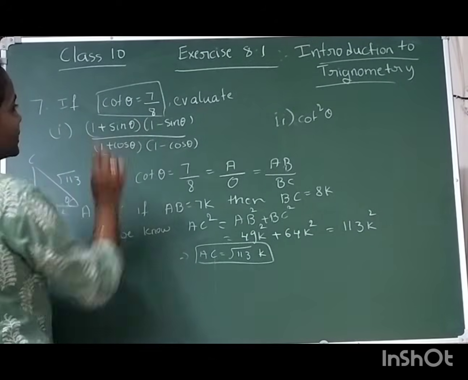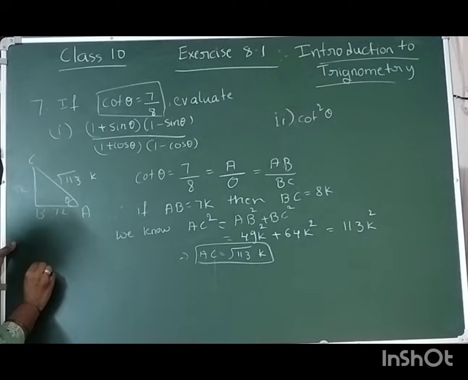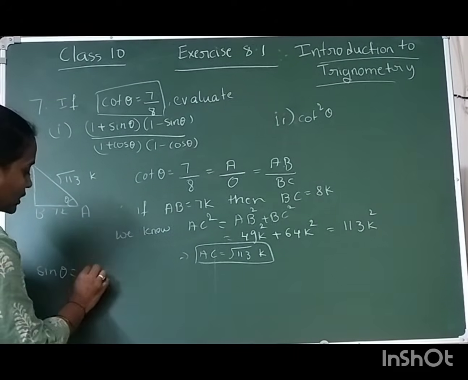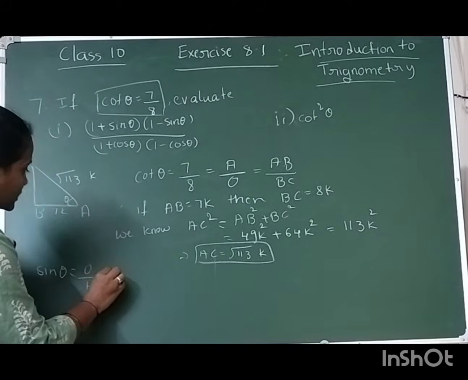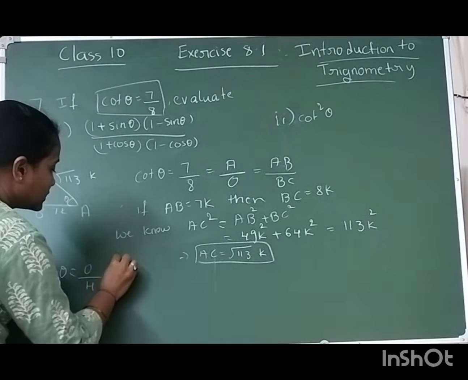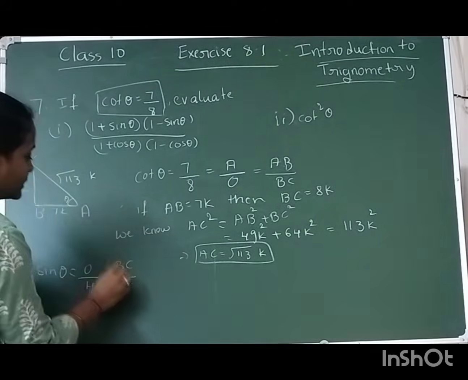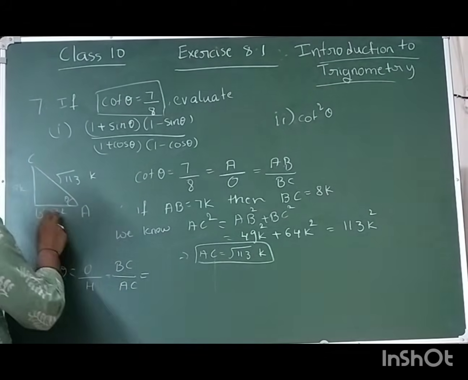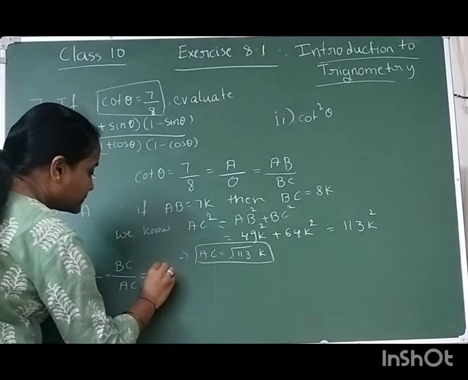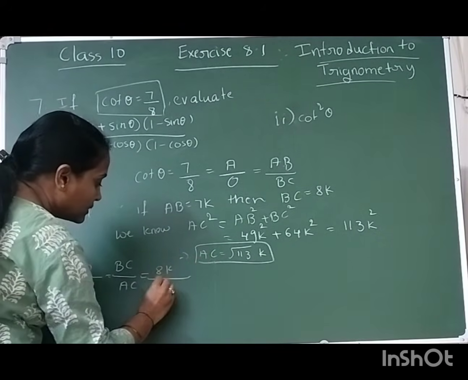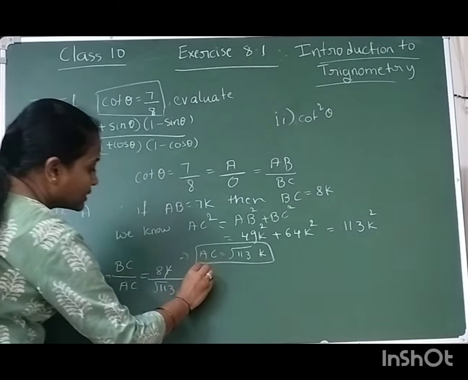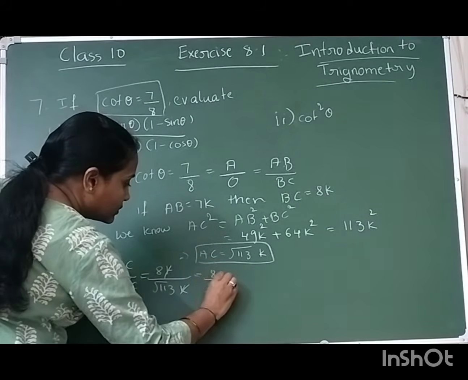Next is to find out sin theta and cos theta. So sin theta, we know that it is opposite by hypotenuse. So opposite to angle theta it is BC, hypotenuse is AC. So BC is 8K and AC is root 113 K. K and K will get cancelled and we'll get 8 by root 113.